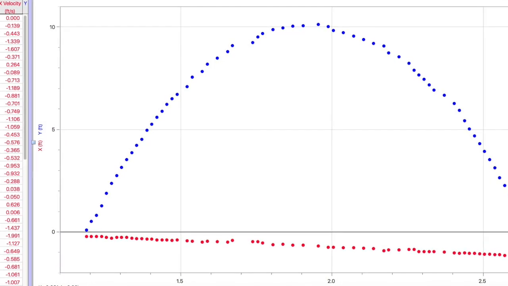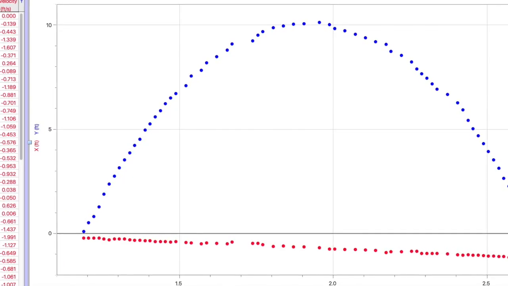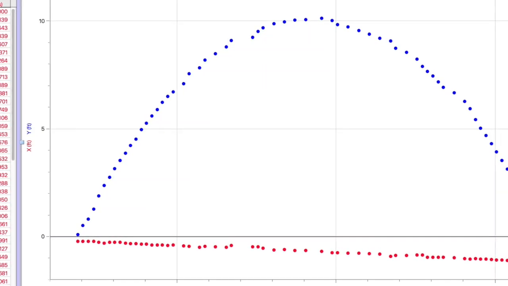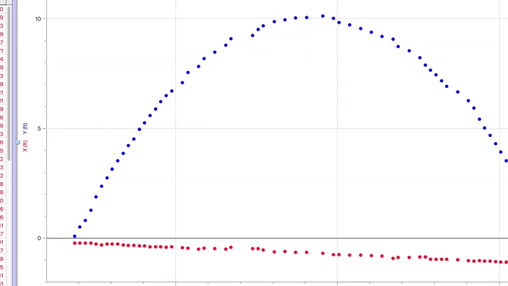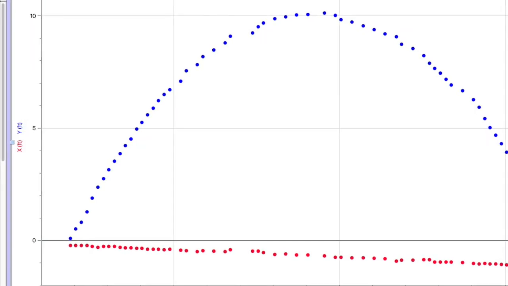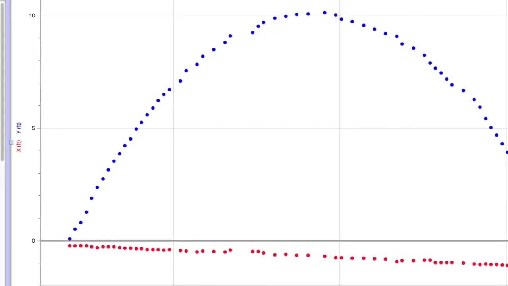And the red dots show us that it comes up and down in relatively the same line, give or take an inch or two due to human error. It also shows us how the force of gravity pulls it back down to its original point.